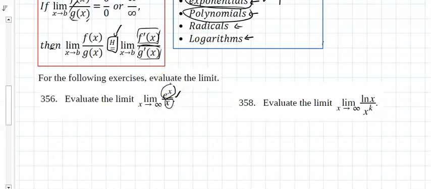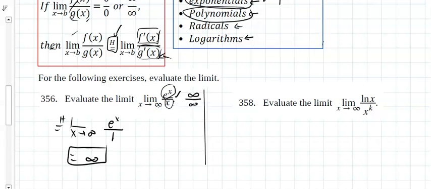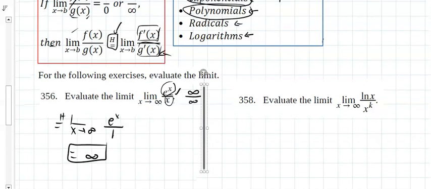Well, e to the x as x approaches infinity, exponential growth, that's infinity. Limit as x approaches infinity of x, that's infinity. Well, by L'Hopital's rule, that's the limit as x approaches infinity of the derivative of e to the x, which is e to the x, and the derivative of x is 1. And the limit as x approaches infinity of e to the x is infinity. So the first few problems are going to be worked out just to make sure you know how to practice this.